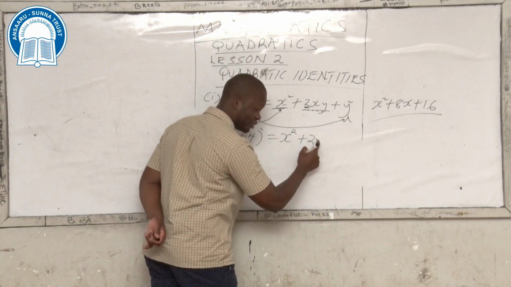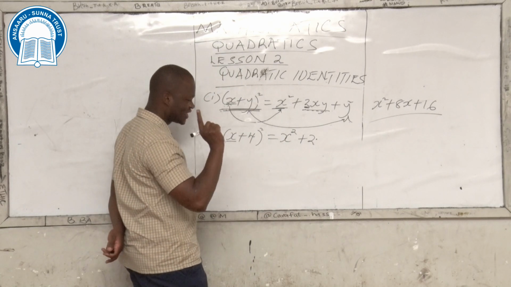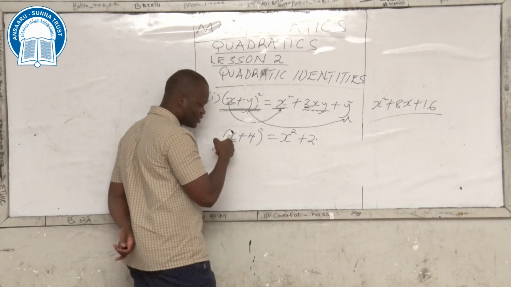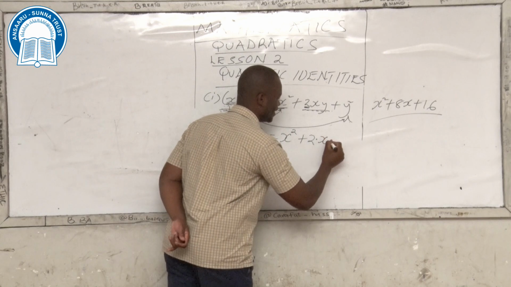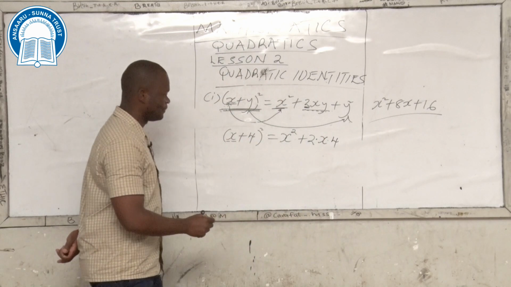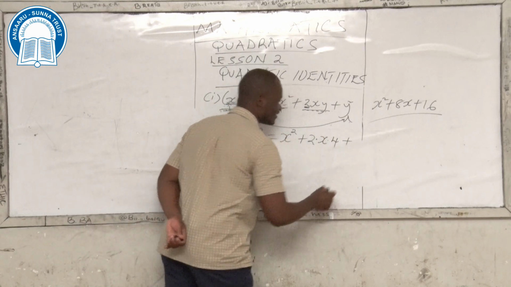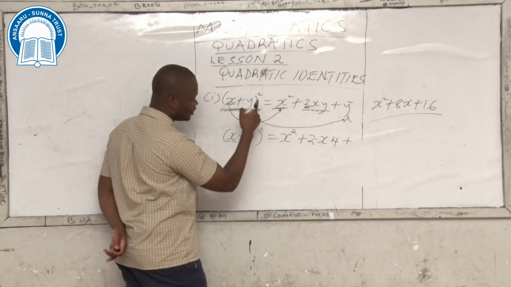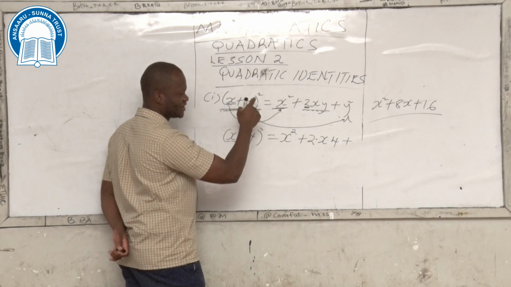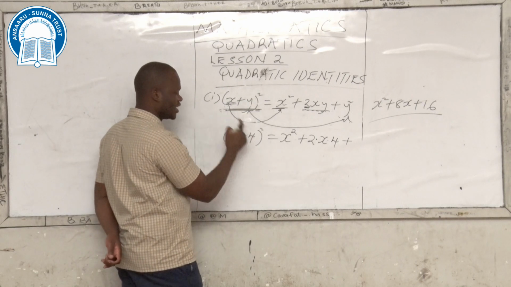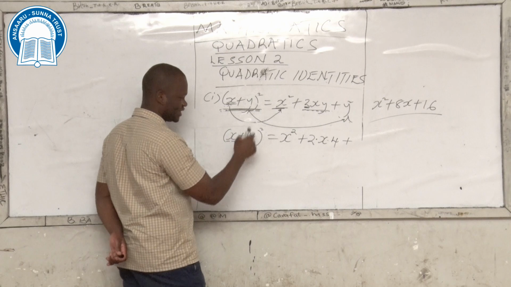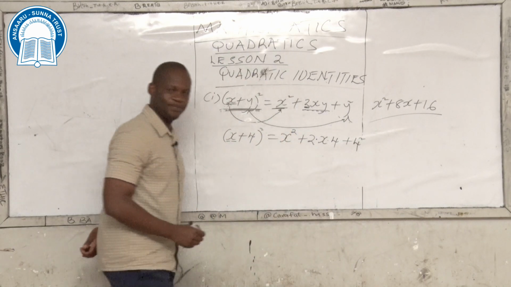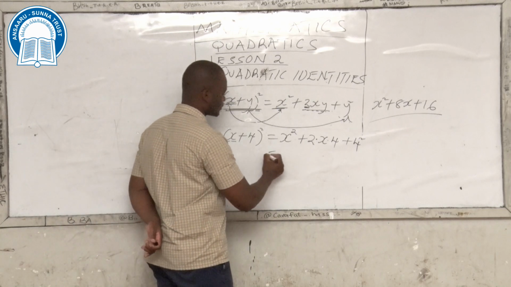So 2 dot, to mean 2 times, then whatever you have in the brackets. So 2 times x times 4. And then plus our third term, y squared. How do you get it? You square the second term in our bracket. Our second term here is 4. So you have 4 squared. So what do you end up with?